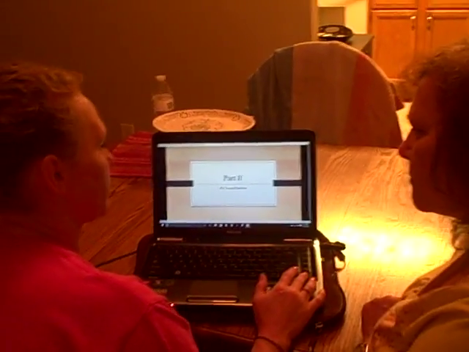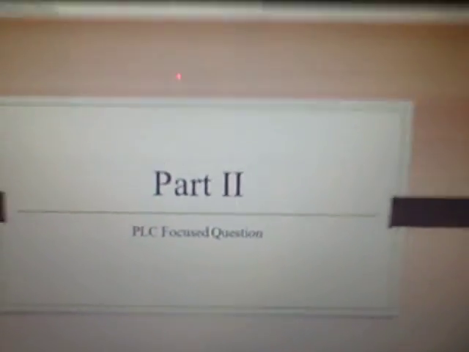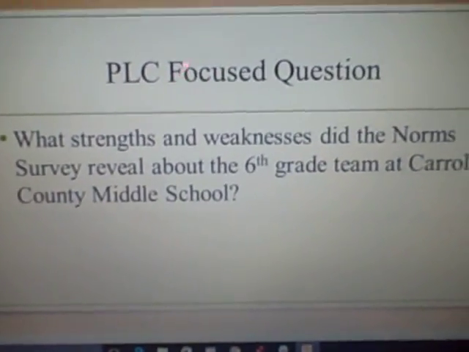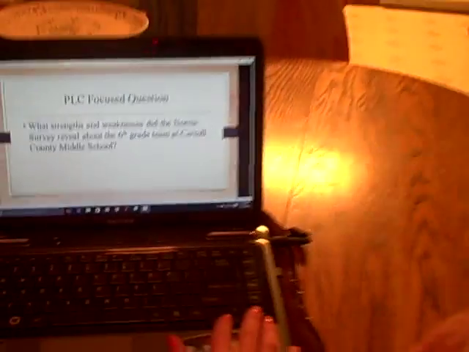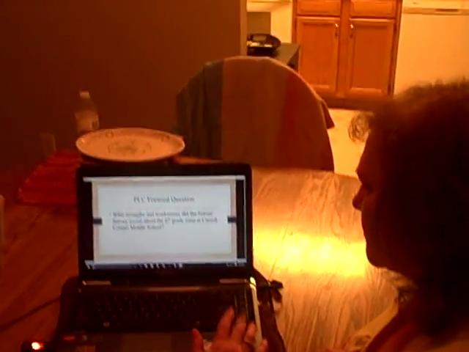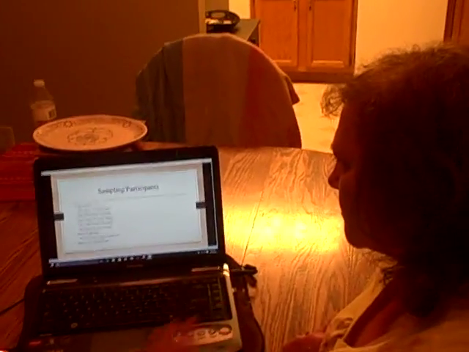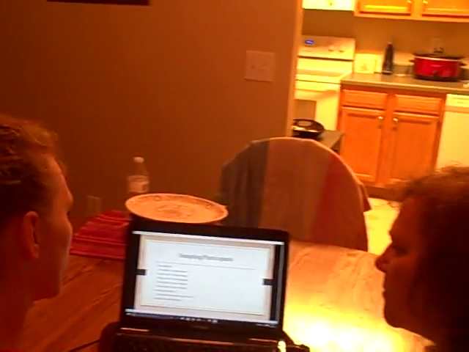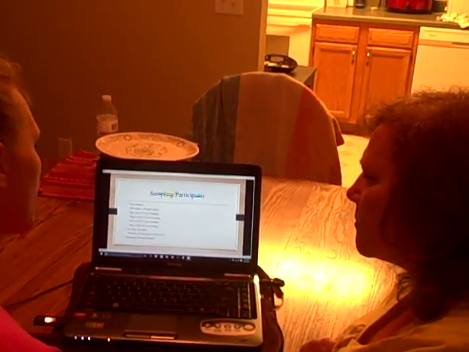This is the PLC focused question, so this is shifting gears a little bit. The question: what strengths and weaknesses did the norms survey reveal about the 6th grade team at Carroll County Middle School? The participants were 7 team members. All were 6th grade teachers. One is in her 27th year of teaching, 3 are in their 3rd year, 2 are in their 2nd year, and 1 is in their 4th year of teaching.